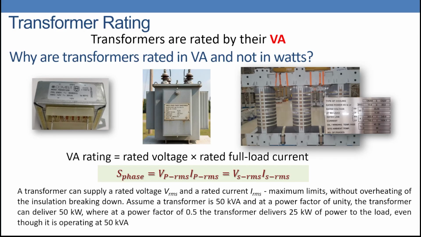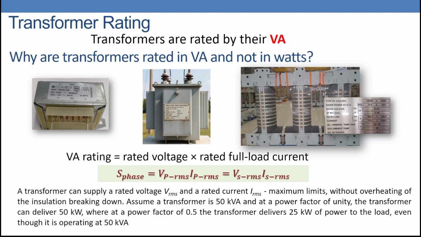If the load power factor is unity, meaning the load is purely resistive, then the transformer delivers 50 kilovolt ampere, which equals 50 kilowatt. So in this case, the apparent power and real power are equal. But now suppose the power factor drops to 0.5. The transformer is still operating at its full load rating of 50 kilovolt ampere, meaning the voltage and current are still at their maximum, safe values.